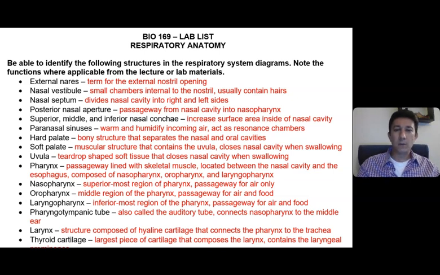I mentioned the uvula already. It's a small teardrop-shaped piece of soft tissue that's mostly made out of skeletal muscle, and it, like the soft palate, functions to close the nasal cavity when we swallow.